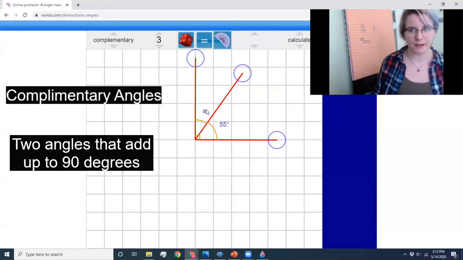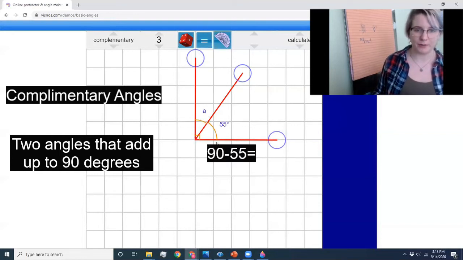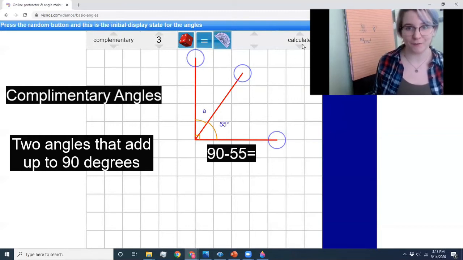So how do we find angle A? We take the full 90-degree angle. We subtract what we already know. 90 minus 55 equals 35.